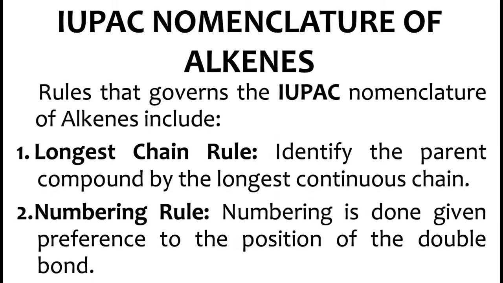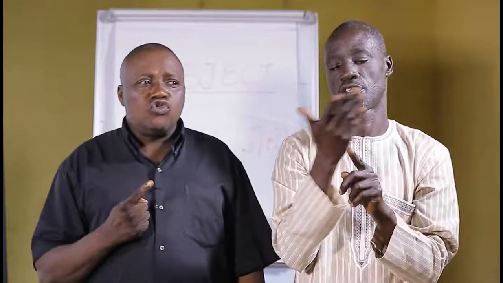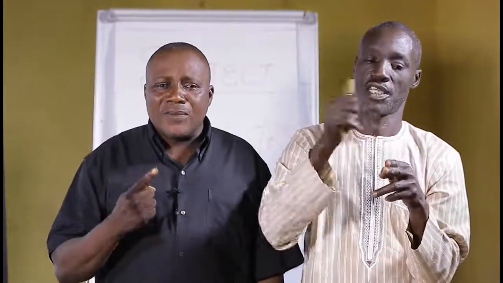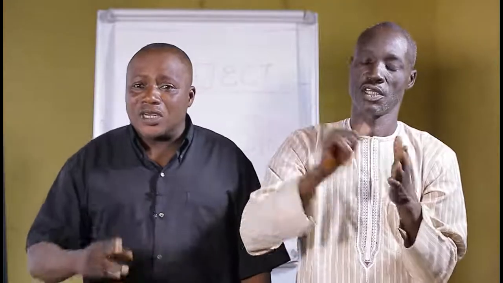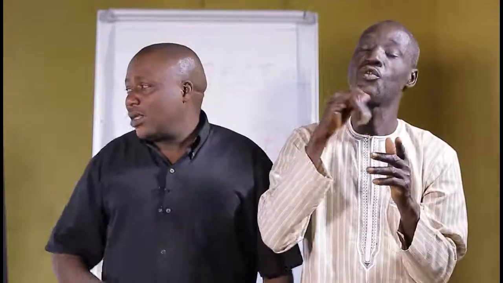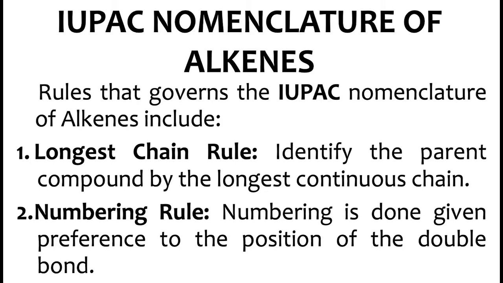Rule number one, we call it the longest chain rule. This rule says the first thing to do when naming any organic compound that belongs to the class of the alkene is to identify the parent chain of that compound. After identifying it, the next thing to do is to number. That is rule number two, the numbering rule. In numbering, you have to give priority to the position of the double bond.